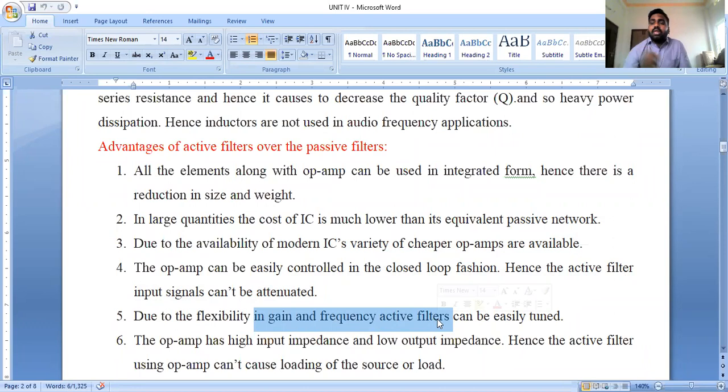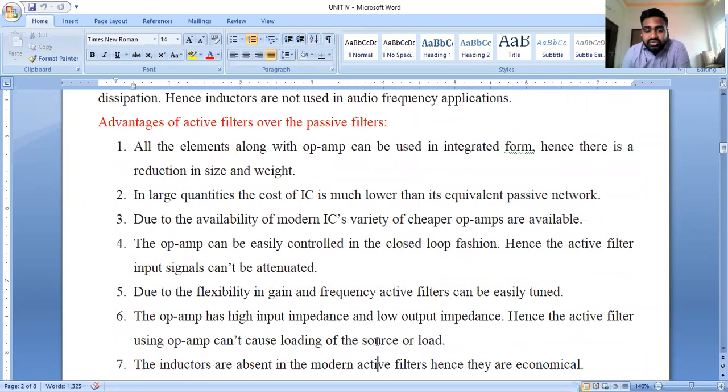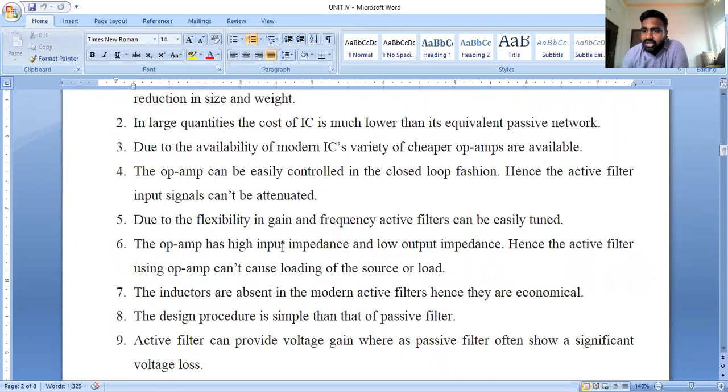Most important, one of the most important characteristics of an operational amplifier is that it has high input impedance, and output impedance is very low, mostly zero in the ideal case. So if we construct a filter with an operational amplifier, it will have high input impedance and very low output impedance, and that makes the output loading of the active filter very low, and the loss coefficients will be eliminated. So these are the various advantages of active filters over passive filters.